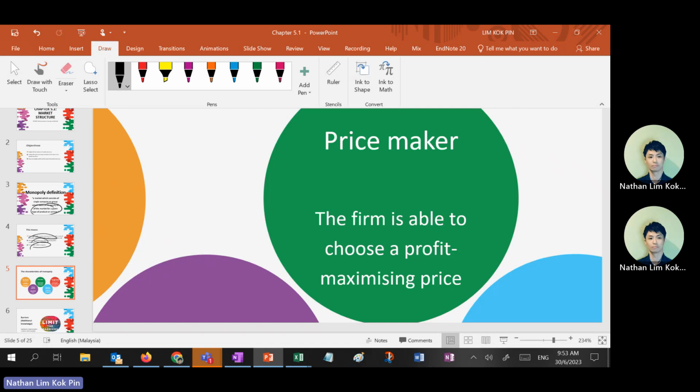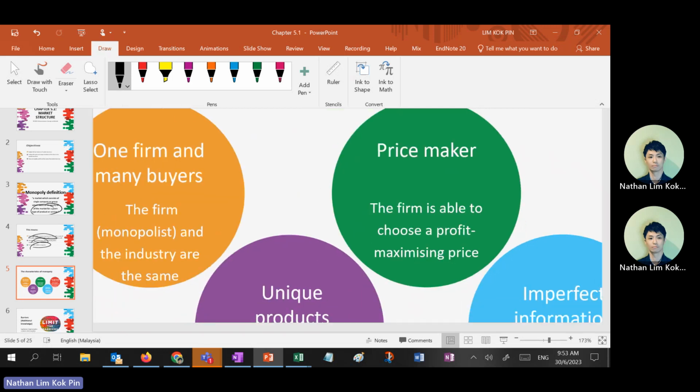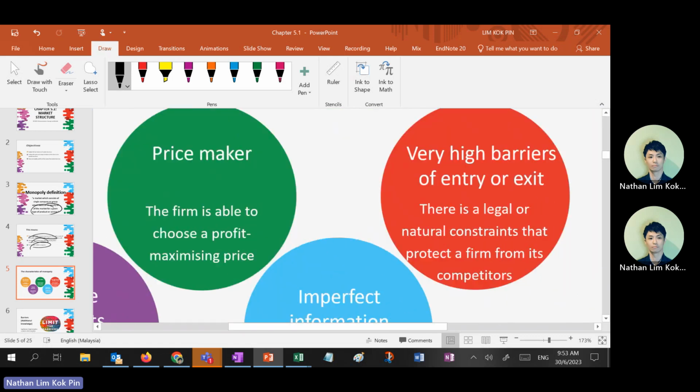Oh my god. Hey, you all know 2 more weeks exam? No, 2.5 weeks. Tuesday, not Friday already. 2.5 more weeks, it's your exam. You should at least know MR equals to MC is the profit maximizing price and level.